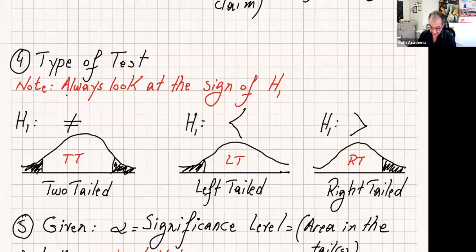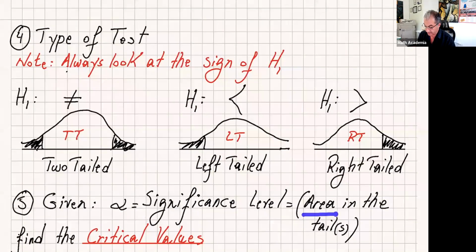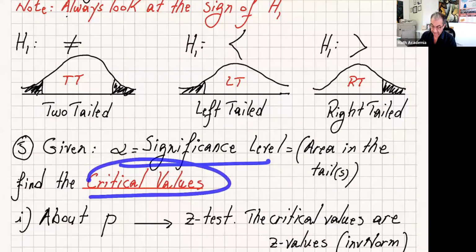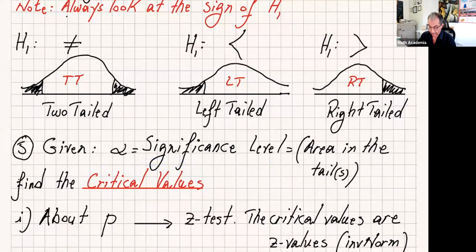Step number 5, given alpha, the significance level. Alpha, I went over this in the last video, is the significance level. Basically, it is the area in the tail or in the tails. So knowing that, find the critical values.